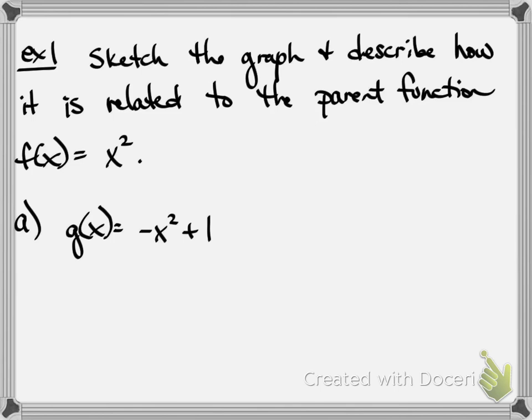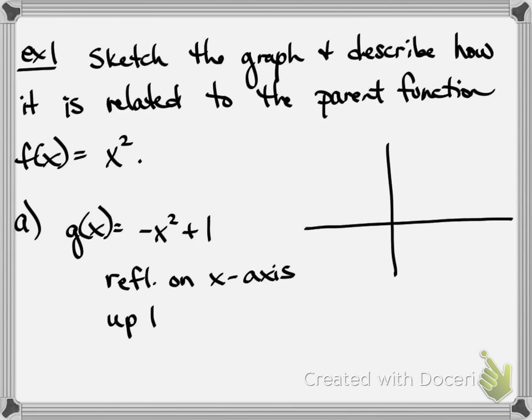The negative is in front of the x squared, so that's a reflection on the x-axis. That 1 is being added to the whole function, so it's moving it up 1. So we really want to get the pattern for x squared in our head. We got 0, 0, 1, 1, 2, 4. And then we have symmetry, so we also have negative 1, 1, and negative 2, 4. So we really want to get that in our head so that we can make a quick sketch of this.